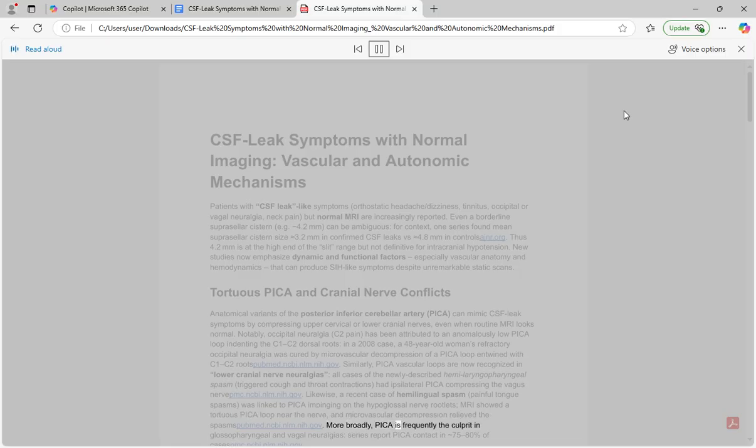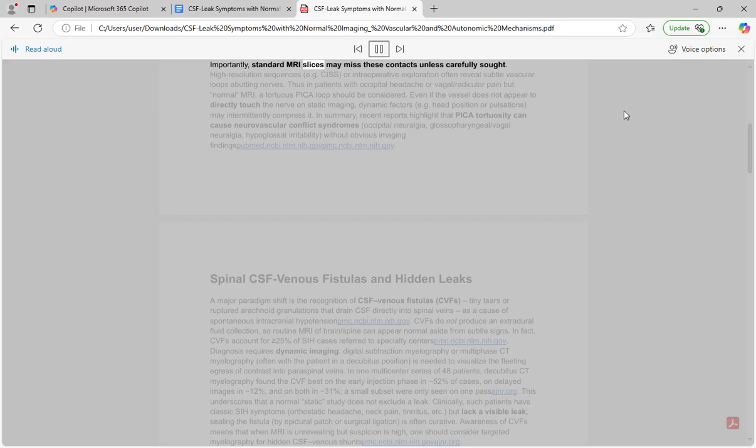More broadly, PICA is frequently the culprit in glossopharyngeal and vagal neuralgias. Series report PICA contact in 75–80% of cases. Importantly, standard MRI slices may miss these contacts unless carefully sought. High-resolution sequences, e.g. CISS, or intraoperative exploration often reveal subtle vascular loops abutting nerves. Thus, in patients with occipital headache or vagal/radicular pain but normal MRI, a tortuous PICA loop should be considered.